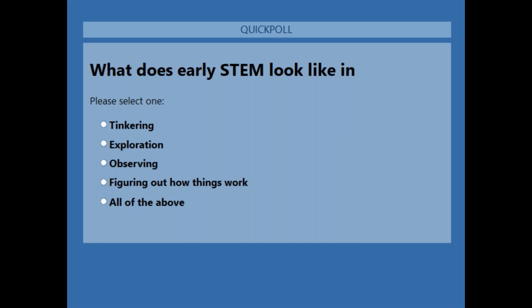So right now, Amy, it looks like we have 60% of our participants have voted. Those numbers are going up. It's now 70%.